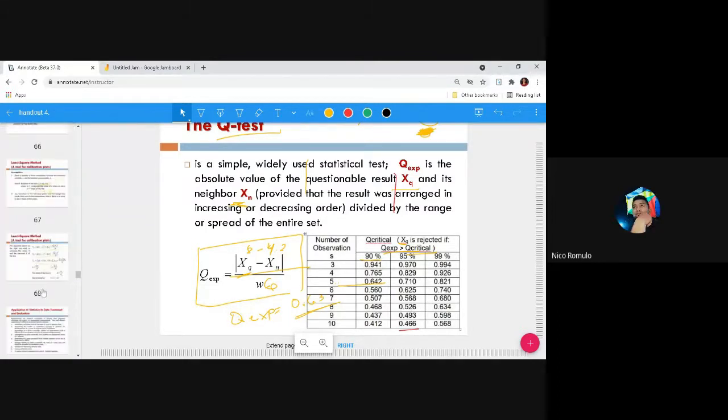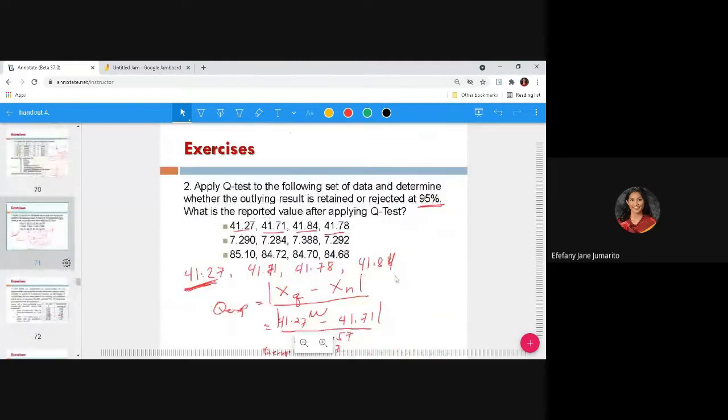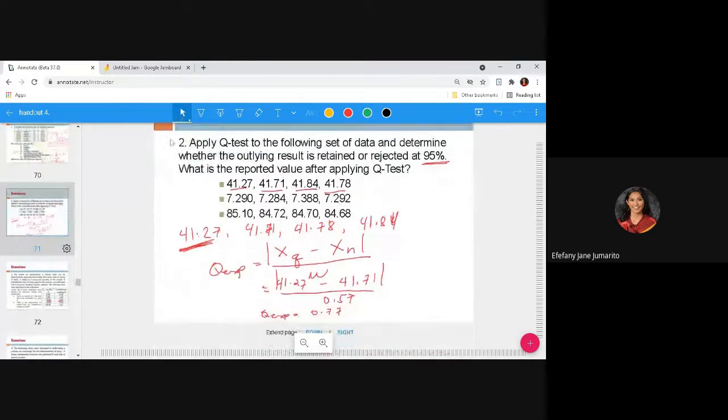Should we reject? Retain, ma'am. Okay, we will retain because Q experimental is less than Q critical. Therefore, retain. Okay, so that's it.